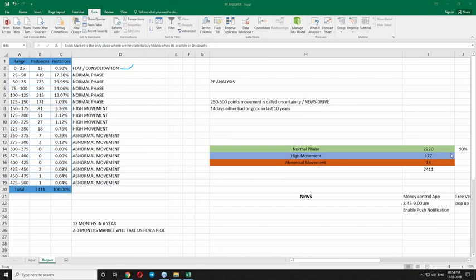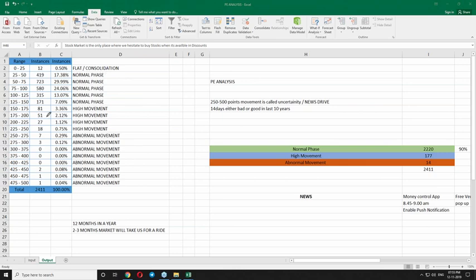Number two, you can see 25 to 50, 50 to 75, 75 to 100, 100 to 125, 125 to even 150. Now if Nifty is moving 1% up, what is that? It's just 150 points. 120 points up, Nifty is 1%. So even if Nifty is moving up by 120 points or 150 points, we can consider this as a normal phase. Normal phase in the sense, a stable market. That is what we can assume.